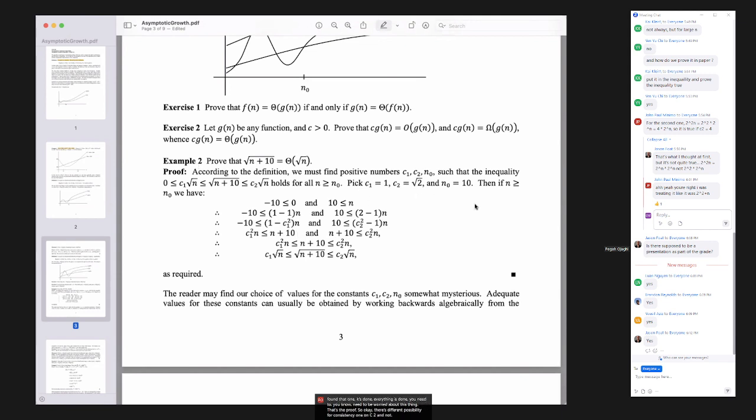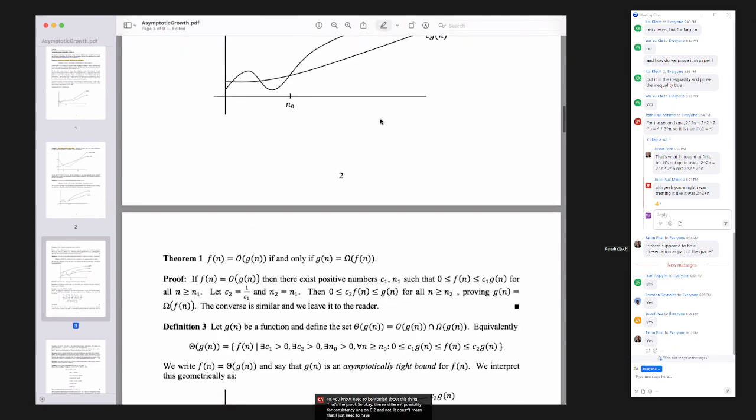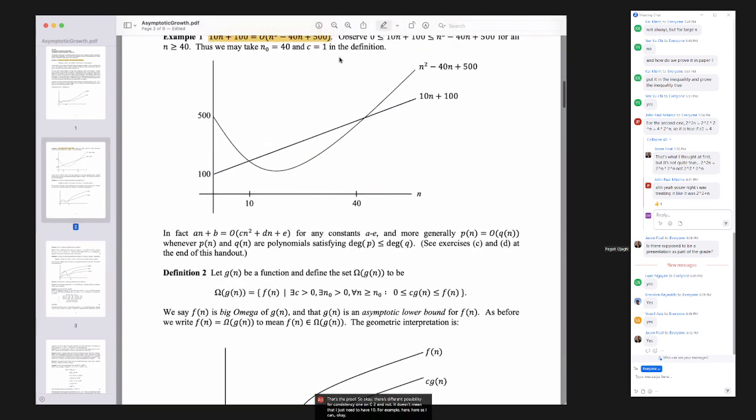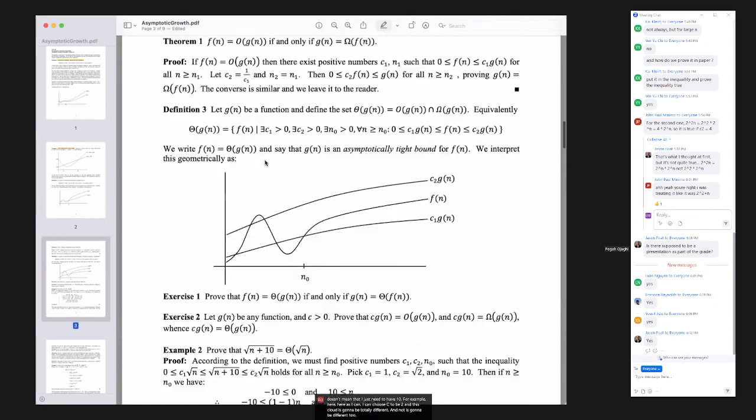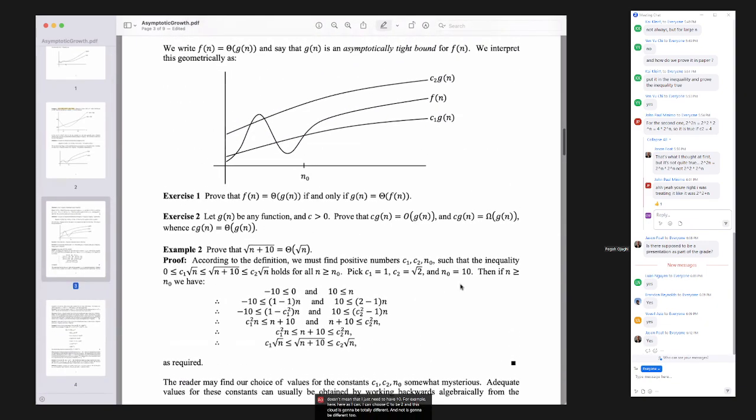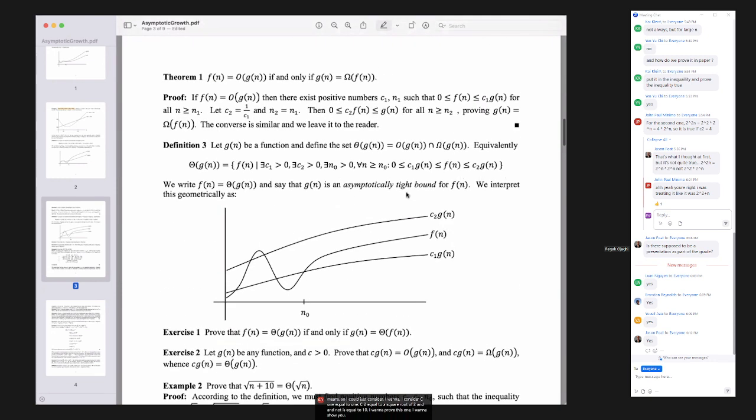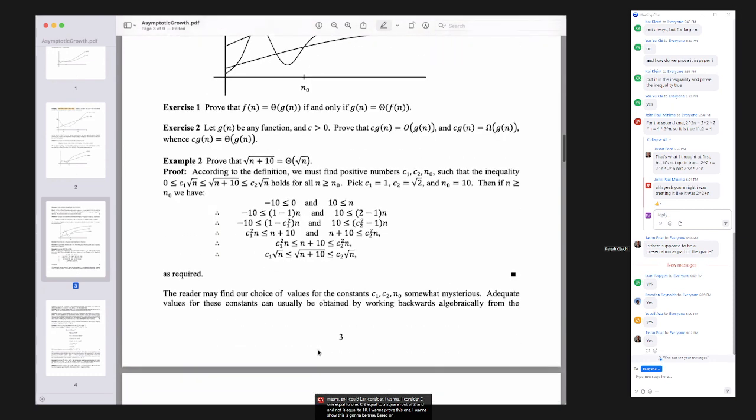It doesn't mean that I just need to have 10. For example, I can choose C to be 2, and this plot is going to be totally different, and n naught is going to be different too. One way to solve this: I consider C1 equal to 1, C2 equal to the square root of 2, and n naught equal to 10. I want to show this is going to be true based on these numbers.